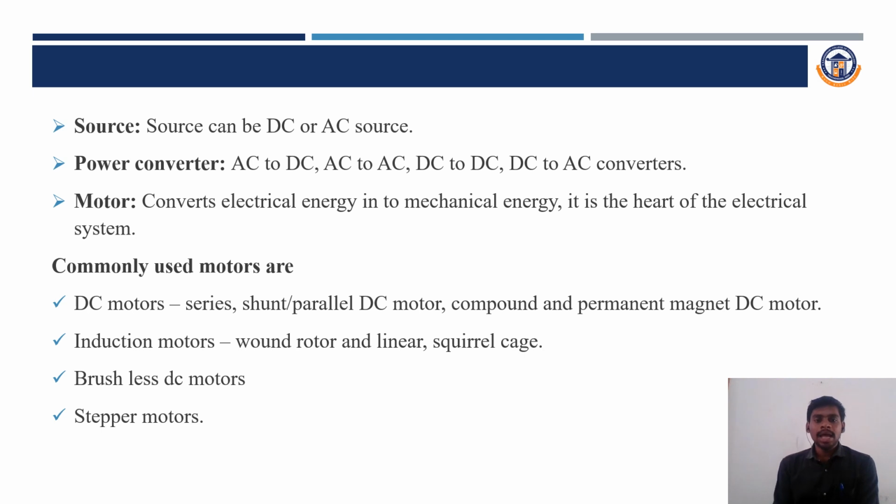Next, power converter. It's either AC to DC, DC to AC, or DC to DC. That means either rectifier, inverter, controller, converter or chopper. Then motor. The motor converts the electric energy into mechanical energy. It's the heart of the electrical system. This motor is either a DC motor or an AC motor. Commonly used motors are DC motors: series, shunt, compound and permanent magnet DC motor. Then AC motors: induction motor, wound rotor motor and squirrel cage motor. And then brushless DC motor and stepper motor. These motors are commonly used for the basic elements of a drive system.